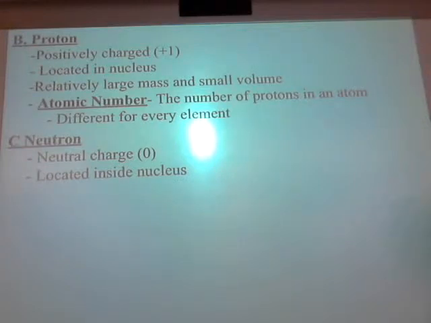Okay. They're very similar to protons. You're going to find this out actually when we do our nuke chapter, which is at the very end. They're almost identical to protons in mass and size. There's a small difference. Obviously, it has to do with the fact that protons have a +1 charge and neutrons don't. So they have a relatively large mass and small volume, very similar to a proton.